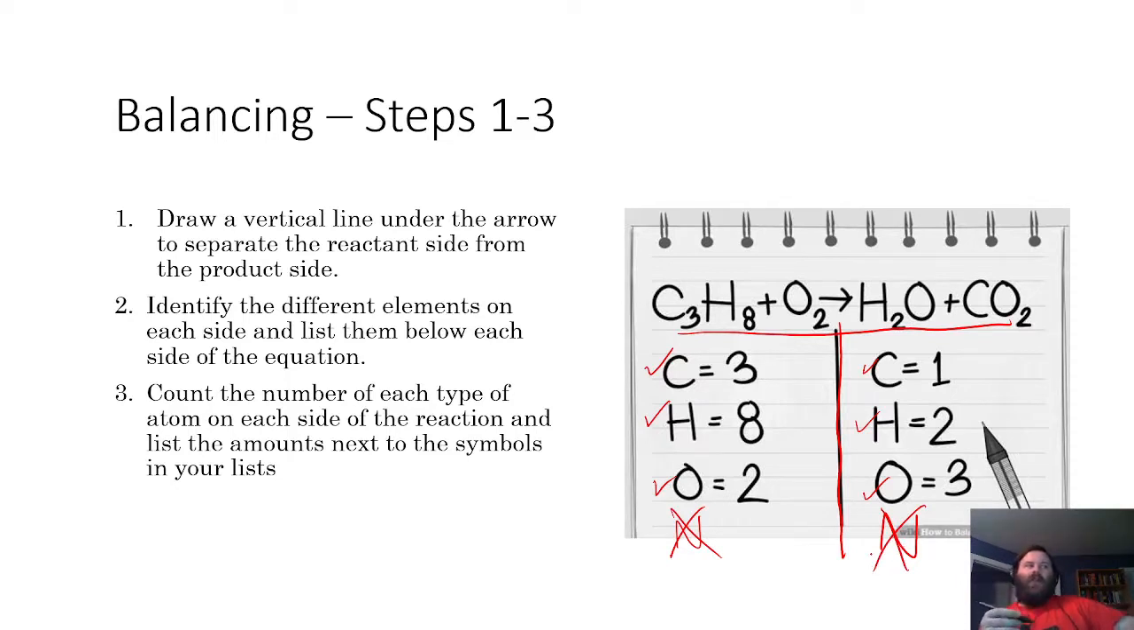And then step number 3 is you count the number of each type of atom on each side and list the amounts. So up here we've got 3 carbons, so that's 3 down here, 8 hydrogens down here, and 2 oxygens, which we put down there. And then over here we have carbon again, and there's only 1. We have 2 hydrogens down here in the water. And then we have 1 oxygen from the water, and then 2 more from the carbon dioxide. So we have 3 in total. Remember to put the total number down below before you start.